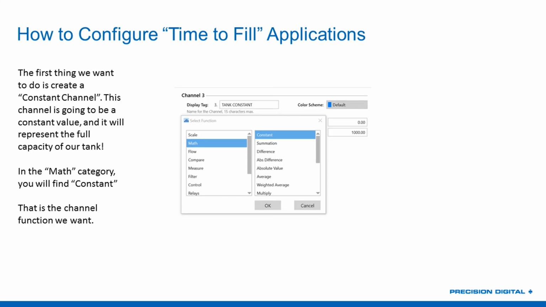So check it out. The first thing we want to do is create a constant channel. And the reason why we want to do that is because we want to know how large the tank is. So we need to know, first of all, how many gallons are in this tank. I need to know the max capacity. And so what we want to do is create a math channel with the function constant. And you can see it's right there. You choose the function for a channel. You go to the math category, and it's right there on the top, constant.